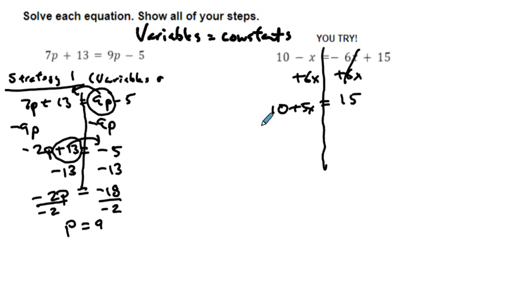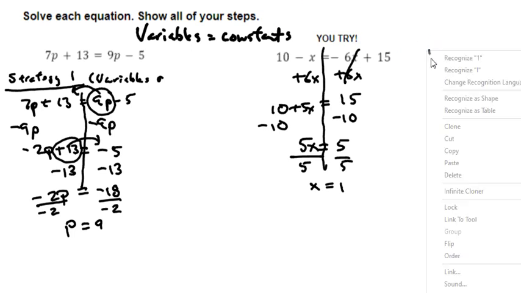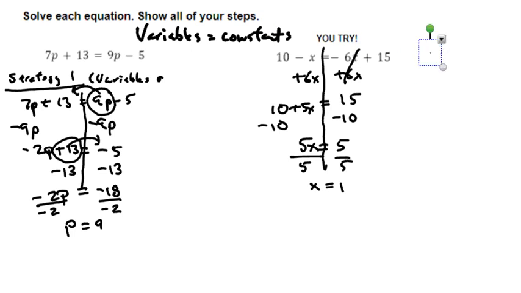Okay, now subtract 10. Okay, you get 5x is equal to 5. Divide by 5, and you should get x is equal to 1. Again, this will work if you go the other way as well. Okay, both of them work. So let's do our check step. Let's do our check steps.